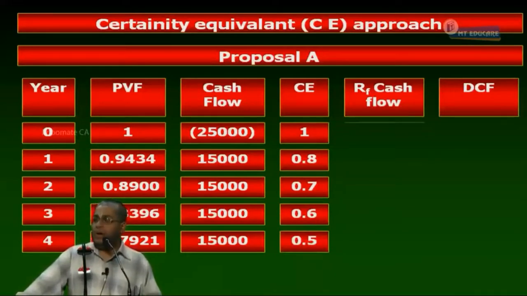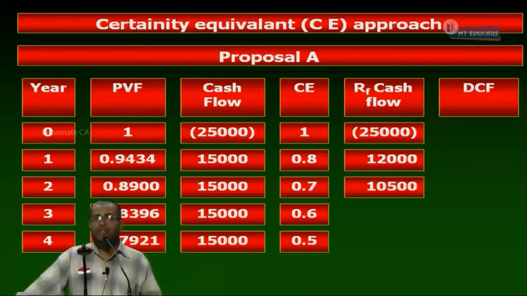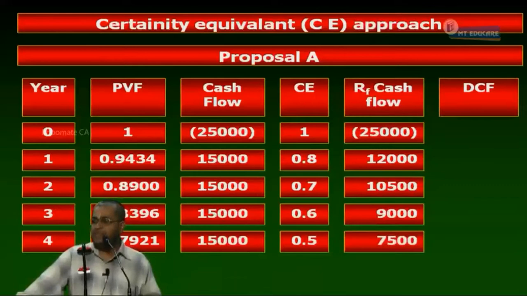25,000 into 1 minus 25,000. 15,000 into 0.8, 12,000. 15,000 into 0.7, 10,500. 15,000 into 0.6, 9,000. Into 0.5, 7,500. Multiply the cash flow with the certainty equivalent factors.